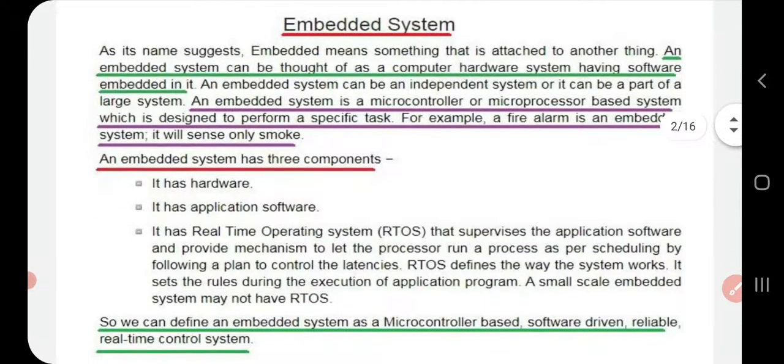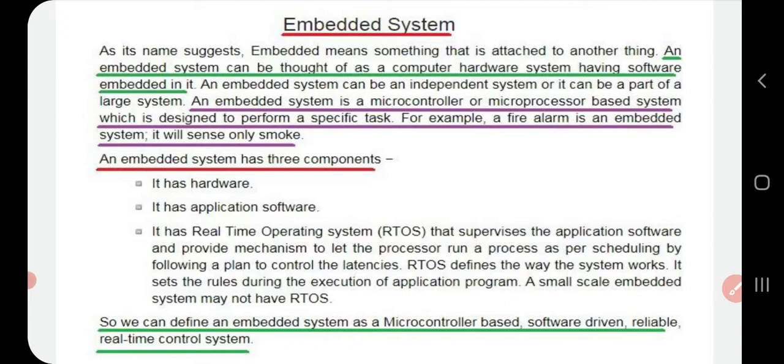It is enough that you read through the notes that I have given. They are written in a very simple way, so it's easy to understand. In the last class I briefly mentioned an embedded system. An embedded system can be thought of as a computer hardware system having software embedded in it. It can either be an independent system or a part of a larger system. Embedded actually means something that is attached to another thing.